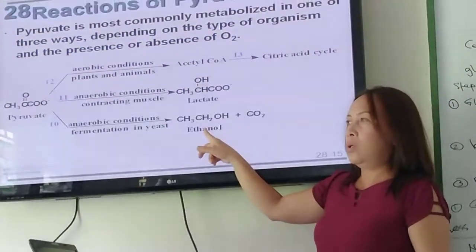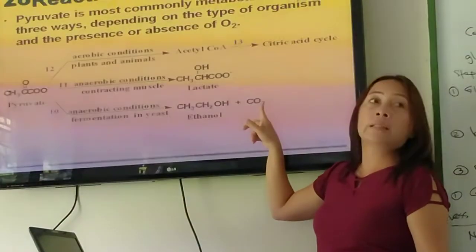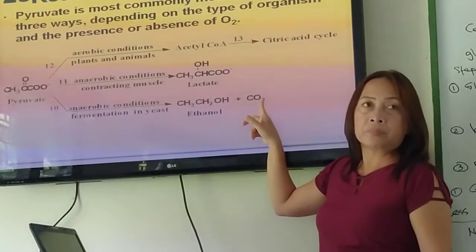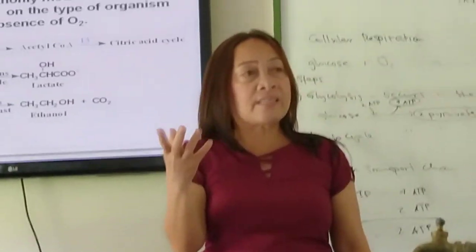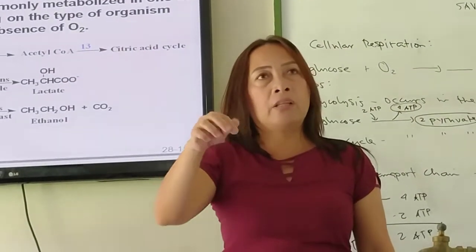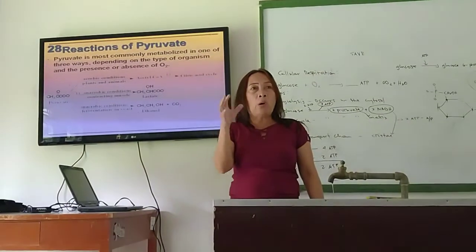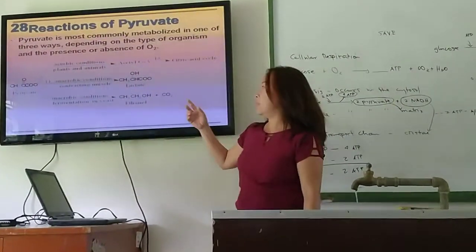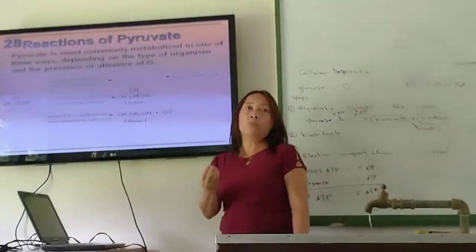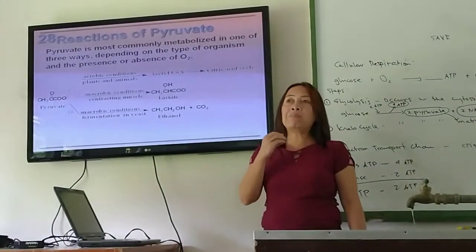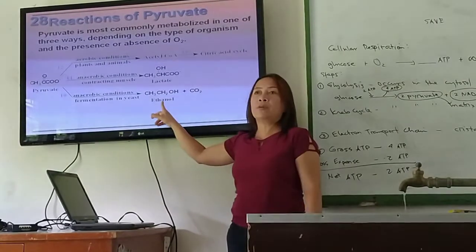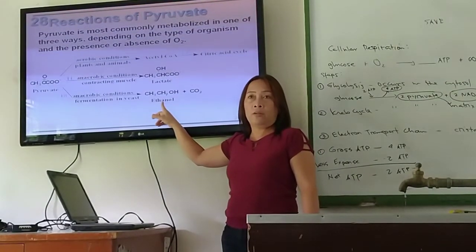So, ethanol and then carbon dioxide. That's why when you dilute yeast and add water, later on it will bubble. What causes the bubble formation is the presence of carbon dioxide. And when you smell it, it smells like beer. That beer-like smell is due to the formation of ethanol.